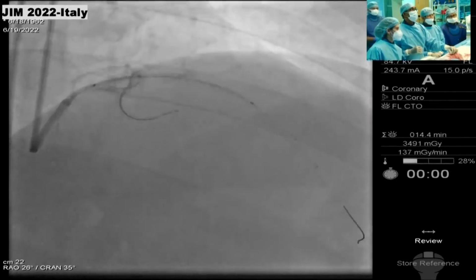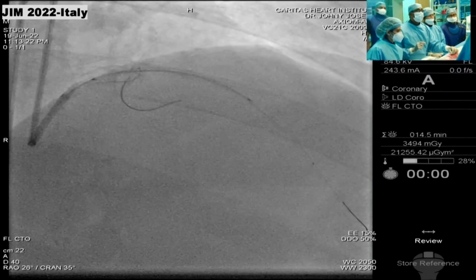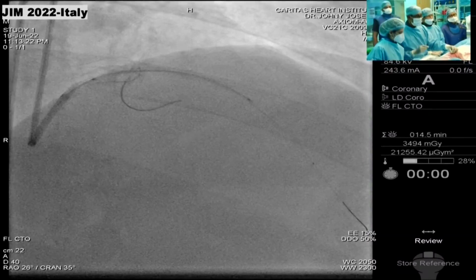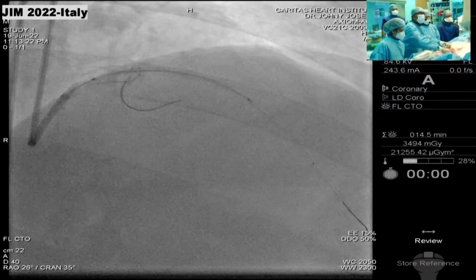Deepak, have you done the recrossing of the wire? Yes, sir. After the POT, we pulled it out and recrossed. It went in without any difficulty. Right. Let's go with the OCT.